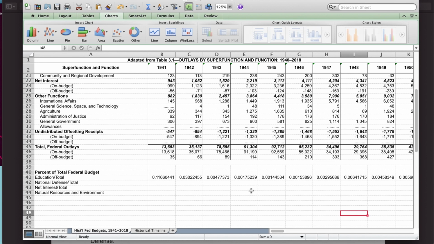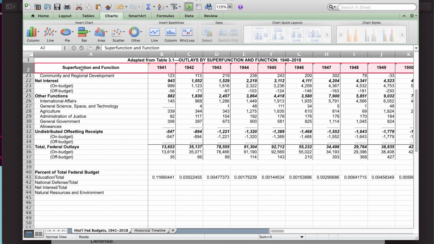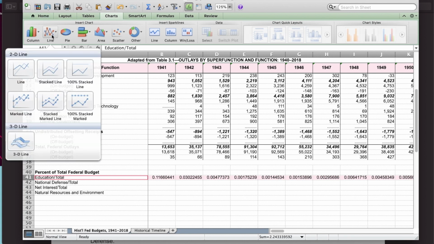Okay, so there's quite a few ways to create a chart for this, but what I'm finding to be the easiest way is I'm going to go ahead and select this row at the top. This row is representing our years. This is going to be our x-axis. Now, holding on my Mac, it's Command. On yours, if it's Windows, it could be Control. But I'm going to hold Command, and then I'm going to also select this row, row 41, my education to total row. This was those percentages we just calculated.